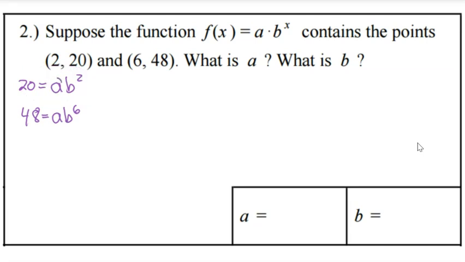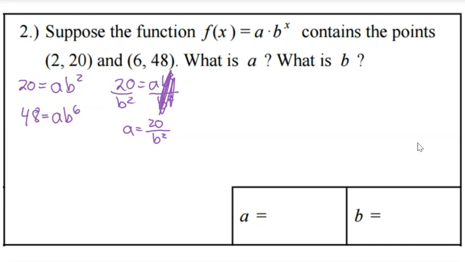Okay. Now what we'll do is in this first one right here with the 20, we're going to solve for a. And in order to solve for a, we're going to divide by b squared on both sides. Okay. And so we'll have 20 equals a times b squared. Then we'll divide by b squared on both sides. And it's going to cancel the b squared on the right. And we have a is equal to 20 over b squared. So a equals 20 over b squared.